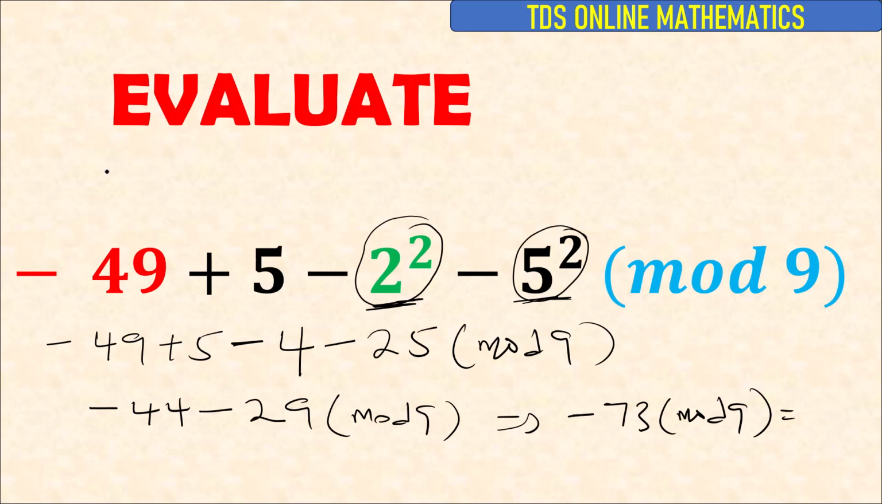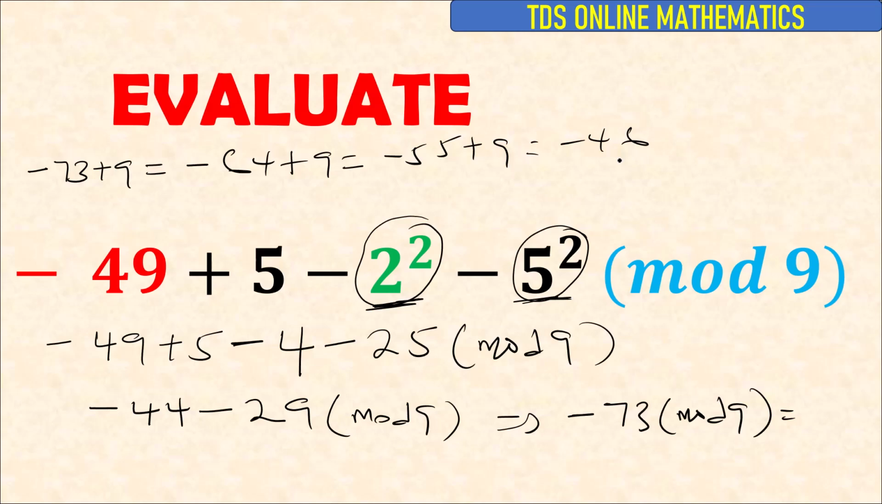3 plus 9. So minus 73 plus 9 is minus 64. Plus 9 again gives us minus 55, plus 9 we have minus 46. So plus 9, minus 37.